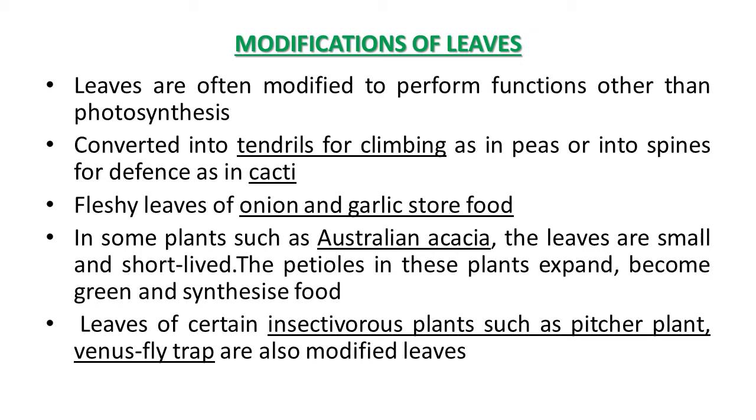In some other plants, insectivorous plants, mainly pitcher plant or Venus flytrap, they are also modified leaves. Insectivorous plants fulfill the requirement of nutrition from insects. Small insects visit this particular plant, and to capture these insects for the purpose of their nutrition requirement, these leaves are modified in some type of arrangement to facilitate this function.